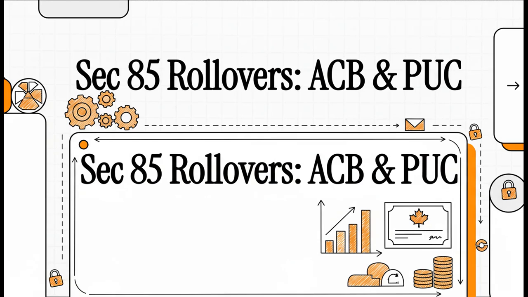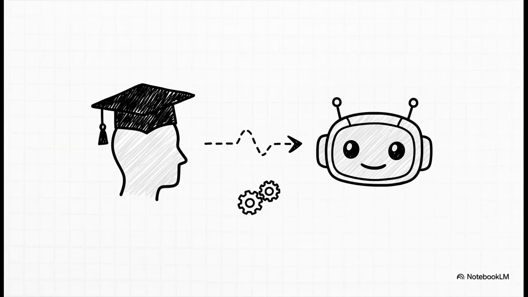All right, welcome. Today we're going to tackle a really core concept in Canadian corporate tax, the Section 85 rollover. More specifically, we're going to get into the nitty-gritty of how to calculate the adjusted cost base and the paid-up capital for shares you get in one of these transfers. So let's dive in.